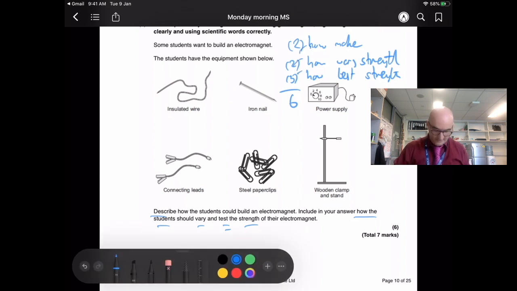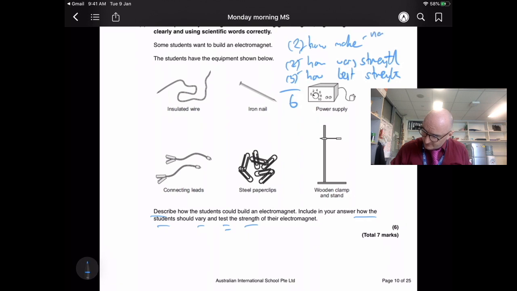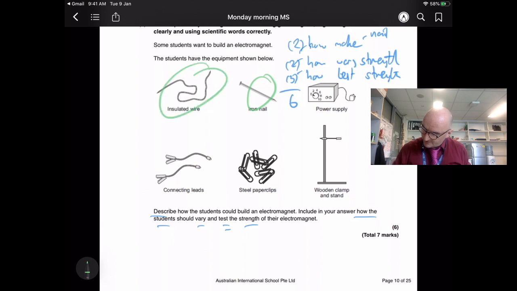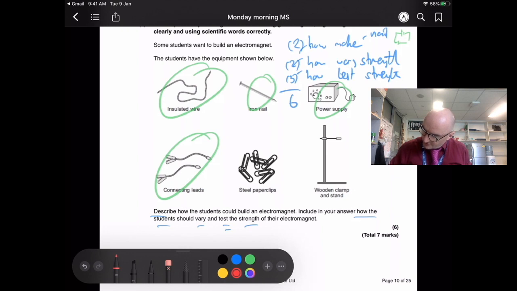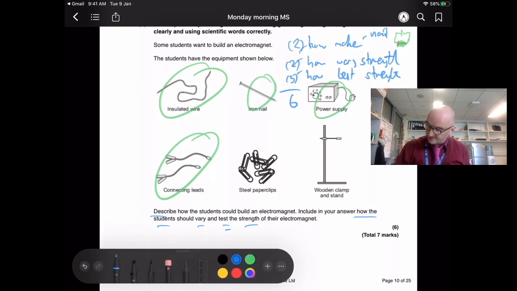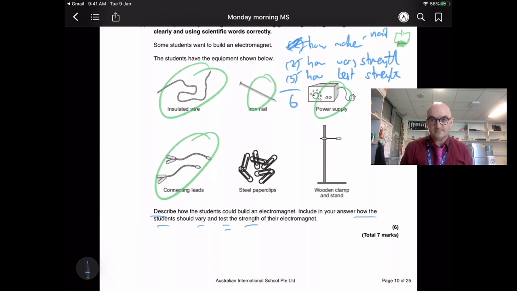Okay. So how are you going to make it? You're going to take your nail, this one, go green now. I'm going to take my nail, I'm going to take some insulated wire, I'm going to use the connecting leads, I'm going to use the power supply, and you could use a circuit here, that would be nice. Let's try and use a different colour here. You've got the nail, which is in there. You connect that to the circuit, and then around the nail we put coils of the insulated wire, turn the switch on, and not only have we made an electromagnet, we've got our 2 marks for how I make it.